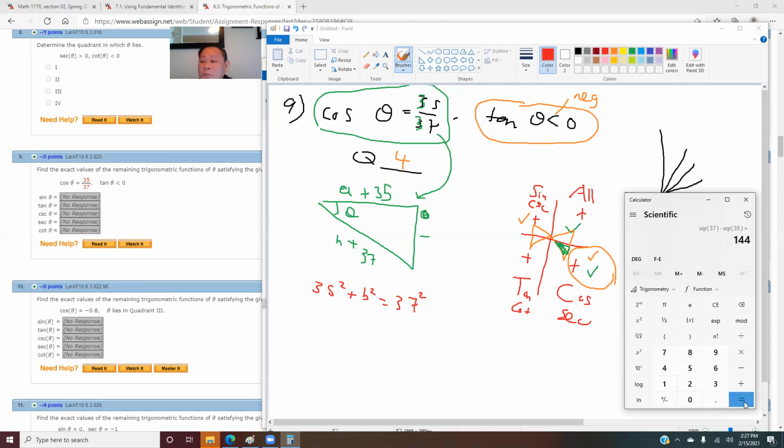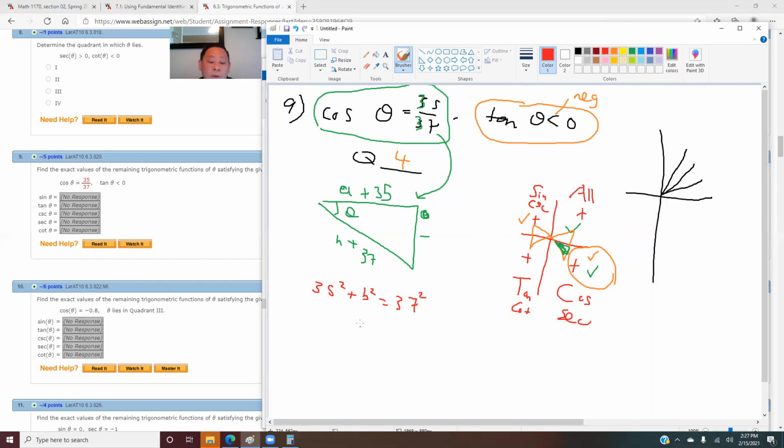Okay, so I got b squared equals 144. So b is what? B is 12. Wrong. But the square root of 144 is 12, right? It's wrong. I know, 144 is 12. Why is it wrong? Because it's not 12, it's negative 12.